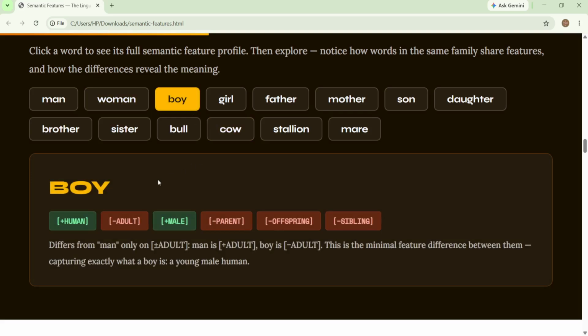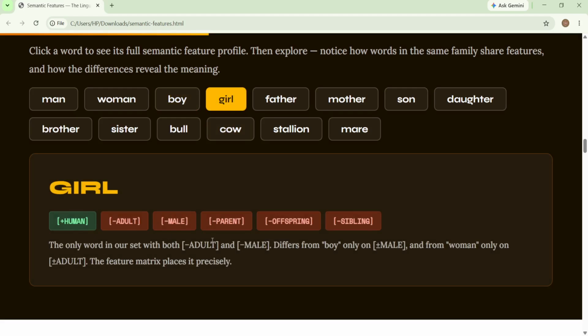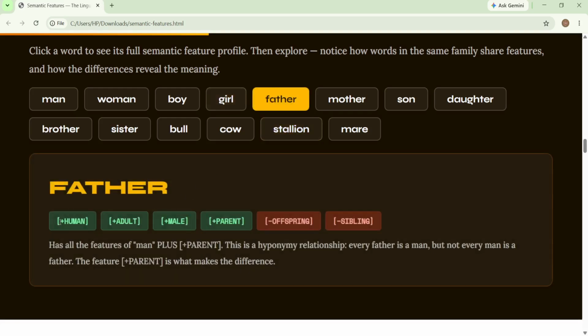So let's get to boy. Boy is human, not an adult, male, and the others are negative too: not a parent, not an offspring, not a sibling. As name-related information is not being discussed, it's negative. Then girl: plus human, not an adult, not male, and the others are negative too. Then father: human, adult, male, parent, and the other two are negative for father. We have discussed that not every man is a father, so the feature parent is what makes the difference. That is how we decide.